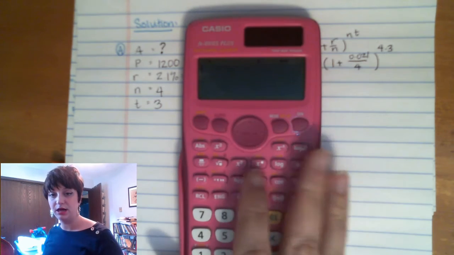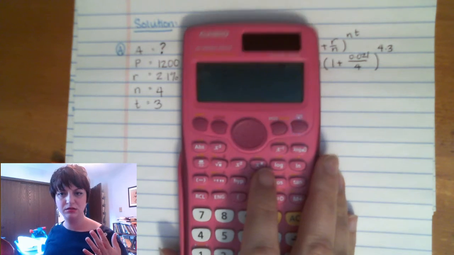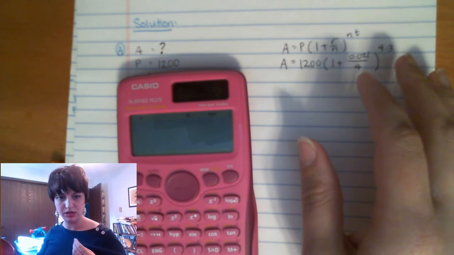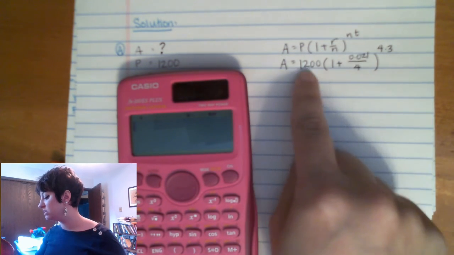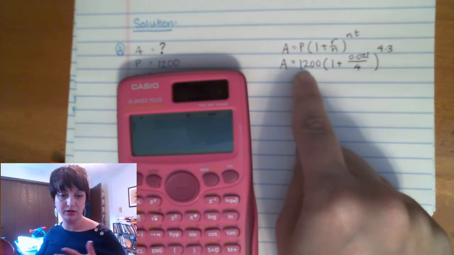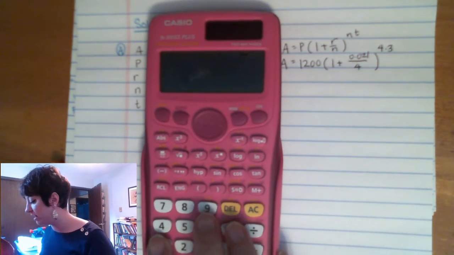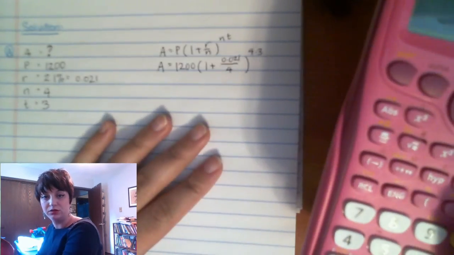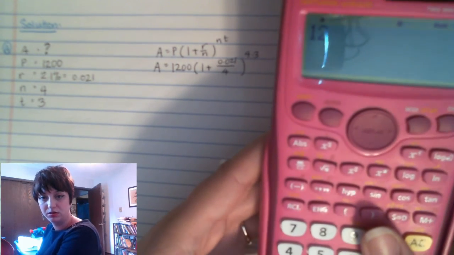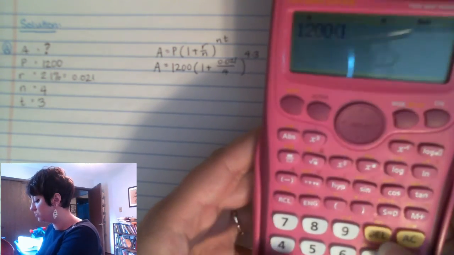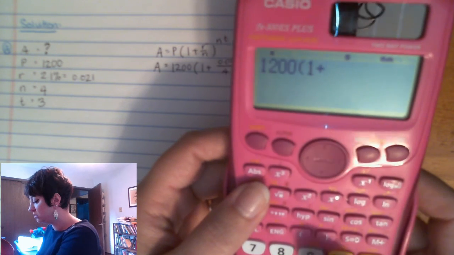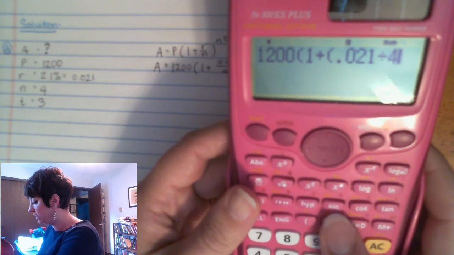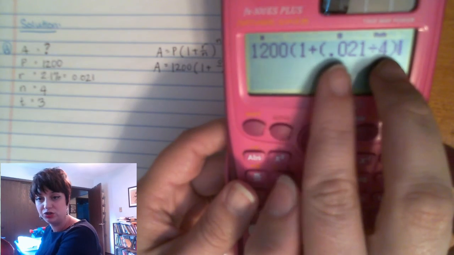And really, you guys can access the internet, right? You could type something into Google. You could type this exact expression into Google and it would calculate it for you. So I want to type in my calculator exactly what I see here. So I'm going to move this over. 1,200 times 1 plus R over N. So I put my division in parentheses here.